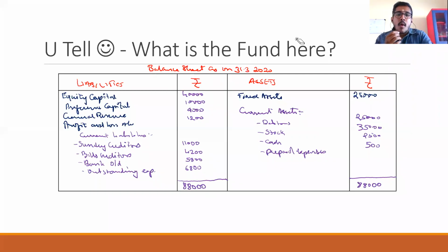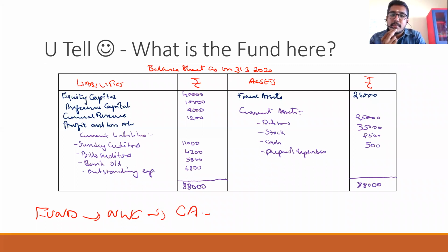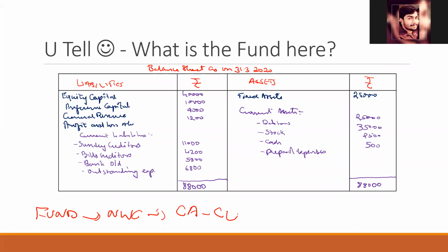So this is a typical balance sheet. Can you compute the fund? Don't do it in your book, just try to use the calculator. What is fund? Fund means net working capital. It means current assets minus current liabilities. So in this question, what are the current assets and what are the current liabilities? After this, we will find out the various current assets, current liabilities, non-current assets, non-current liabilities.